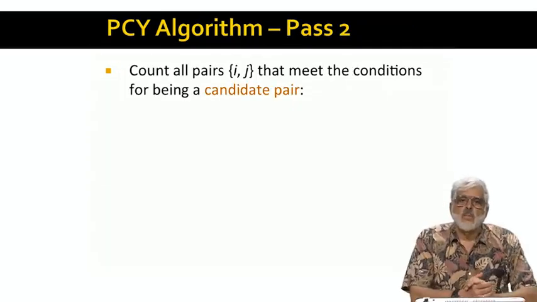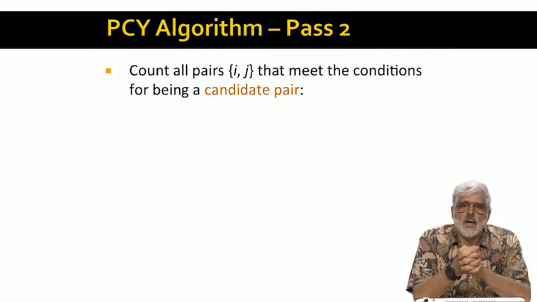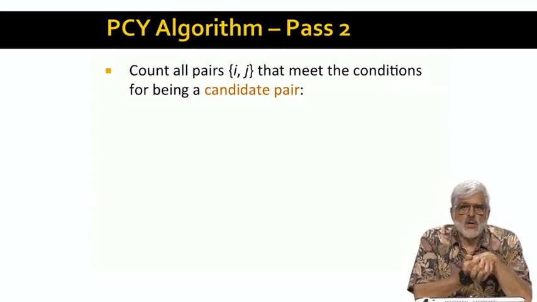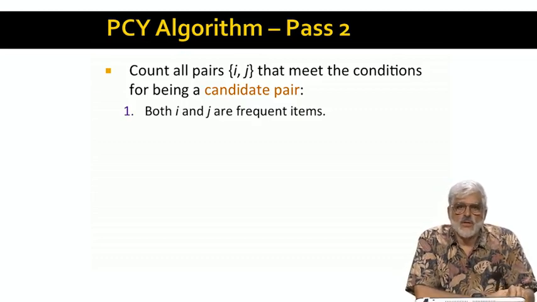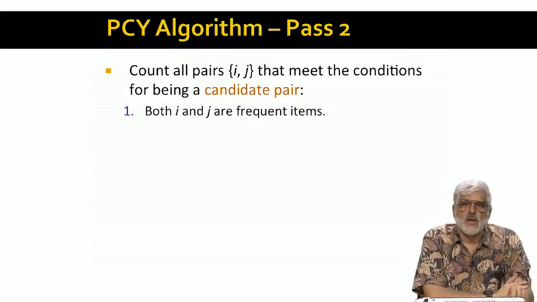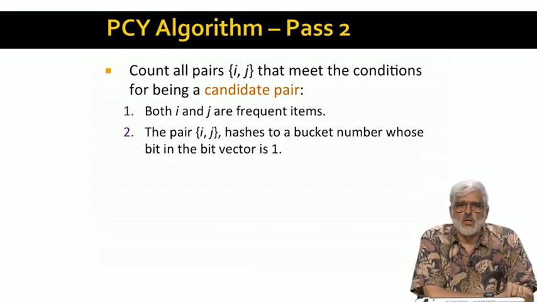Our job on pass 2 is to count the candidate pairs. In the PCY algorithm, in order to be a candidate pair, ij must satisfy 2 different conditions. First of all, both i and j must have been found frequent on the first pass. For a priori, this is the only condition, and all pairs satisfying it are candidates. But the new condition is that the pair itself must hash to a bucket that was found frequent in the first pass. It is easy to see that if the pair ij is really frequent, then both these conditions will be satisfied, so this pair will be counted.